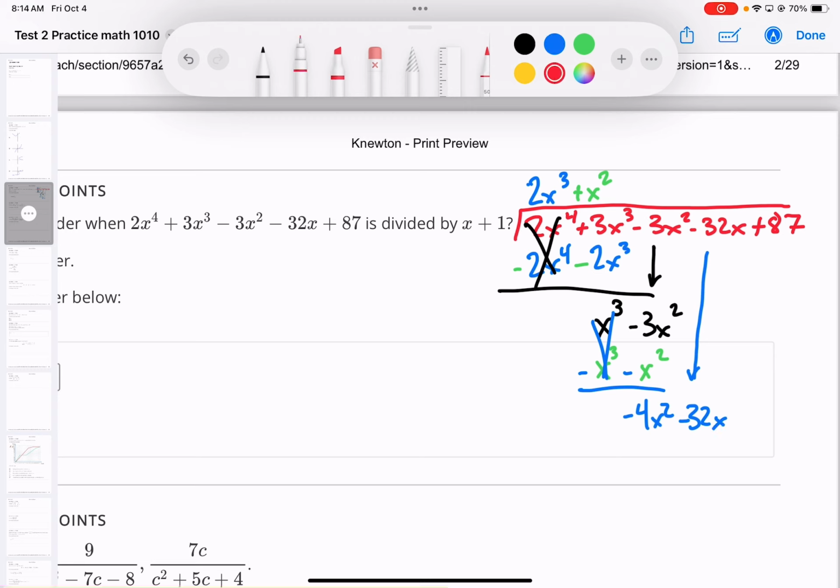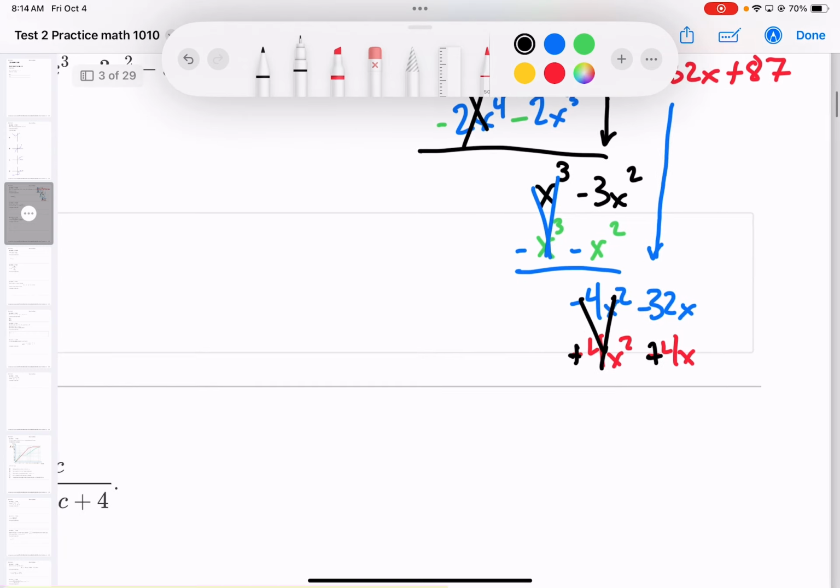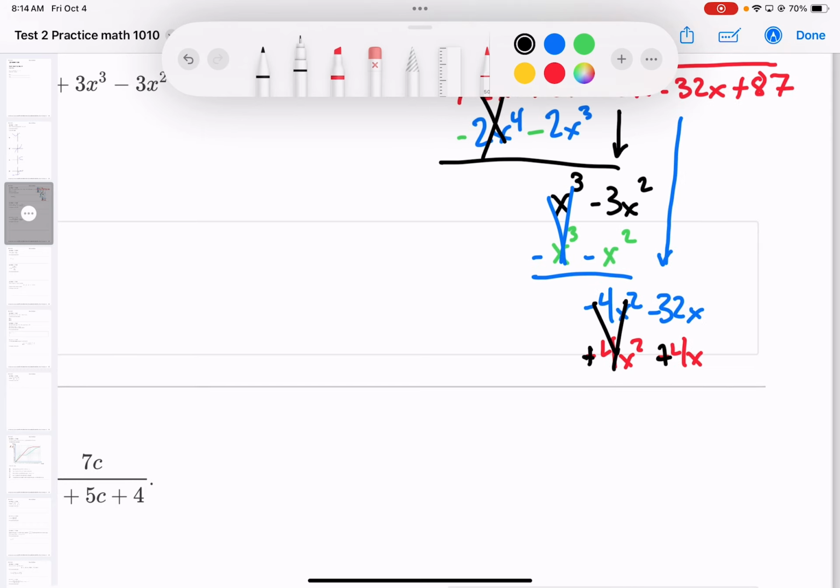So it would be minus 4x. Yeah, so it's going to be a negative 4x here. And then you switch this, because that gives me a negative 4x squared and a minus 4x. And then I change the signs. The reason why I do that is I want to be able to cancel out this first term, and if I have a negative, I need it to be a positive. Okay, and then I got negative 32 plus 4. That's going to give me a negative 28x. And I'm going to bring down my 87.